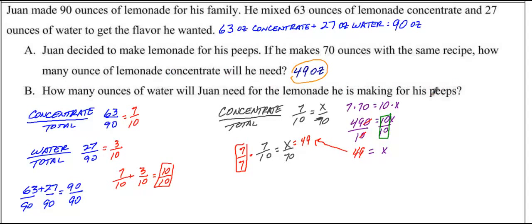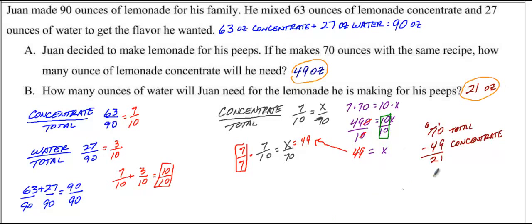And finally, part B, how many ounces of water will Juan need for the lemonade he's making for his peeps? Well, we know that he is making 70 ounces altogether. That's his total. He just used 49 ounces of the concentrate. What's left in the container? Basically, the 70-ounce container is going to be filled with water or concentrate. 49 of it is concentrate. 6 minus 4, and 21 ounces of the water.